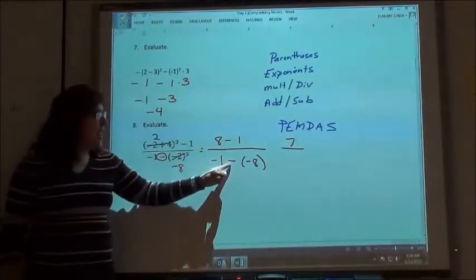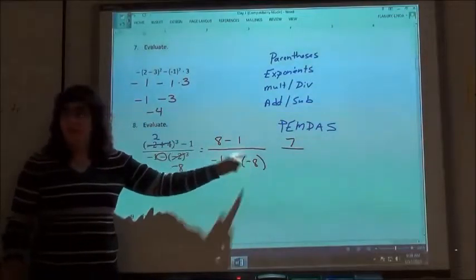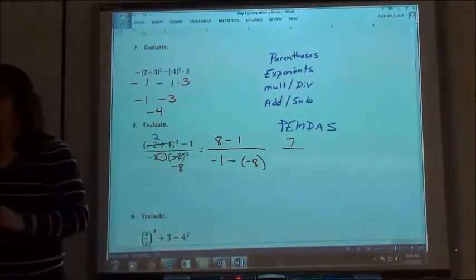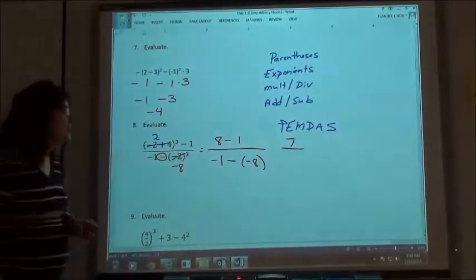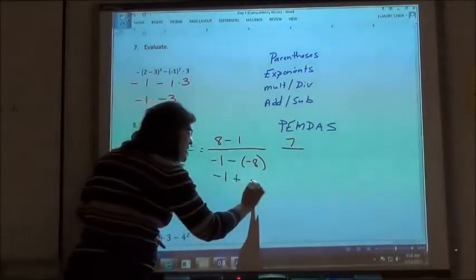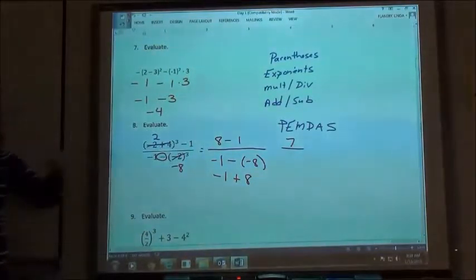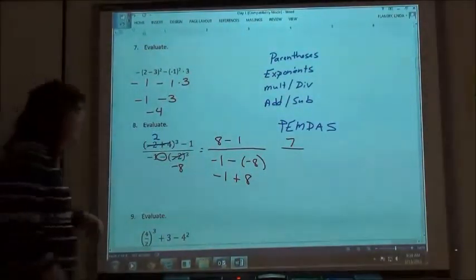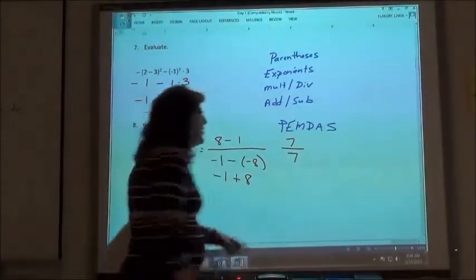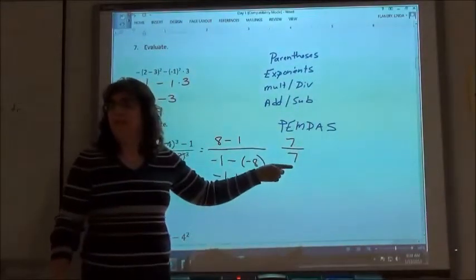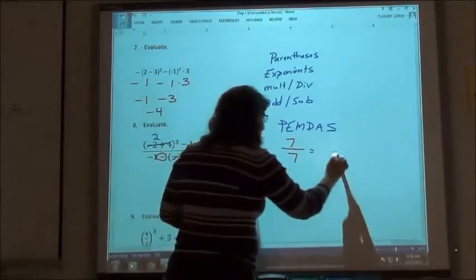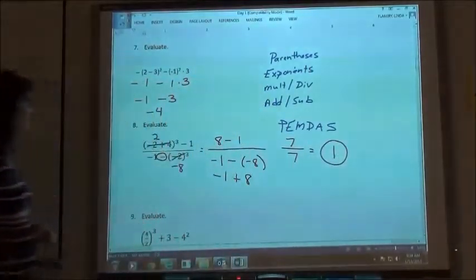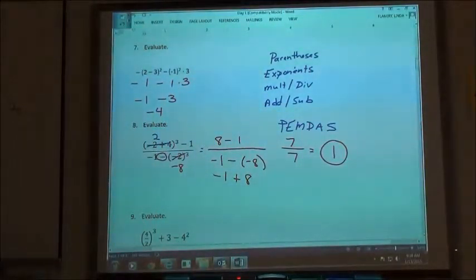On the bottom, what happens when you subtract a negative? When you have minus a negative, you change it to a positive. So this is -1 plus 8. -1 plus 8 is 7. So now I have 7 over 7. 7 divided by 7 is 1. Hey, we got 1 for our answer.